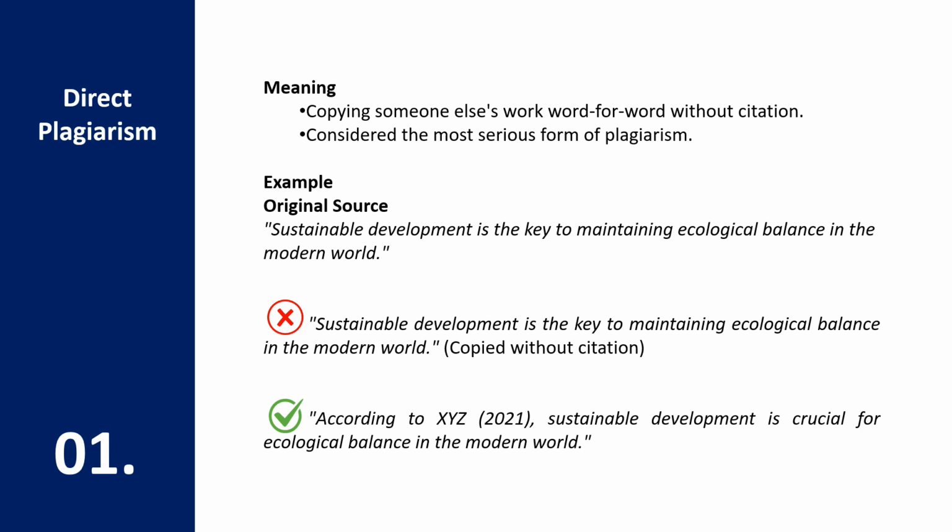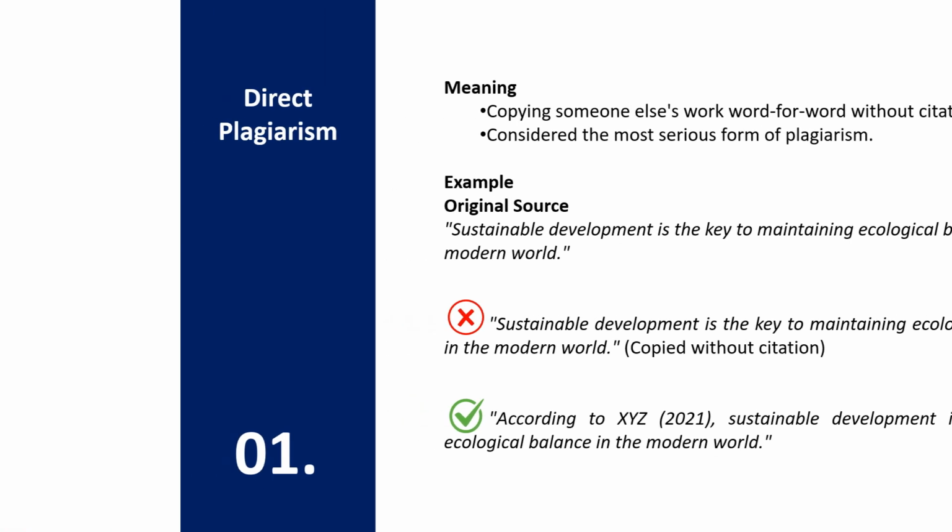Let's look at an example. Now, here, in the original source, we have a sentence. In the next line, we have another sentence without proper citation and without any modifications. Now, this is considered as one of the most serious forms of plagiarism, and this is direct plagiarism. The correct way to write this would be to cite the author and modify the text from the original version.